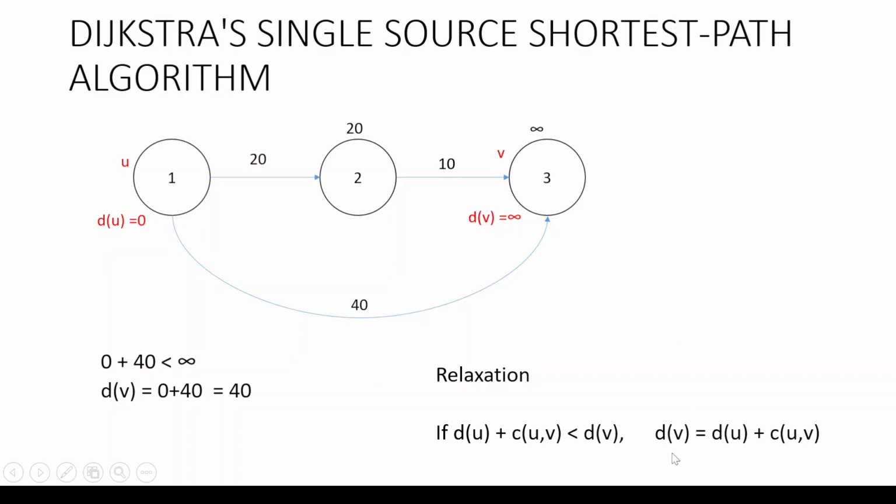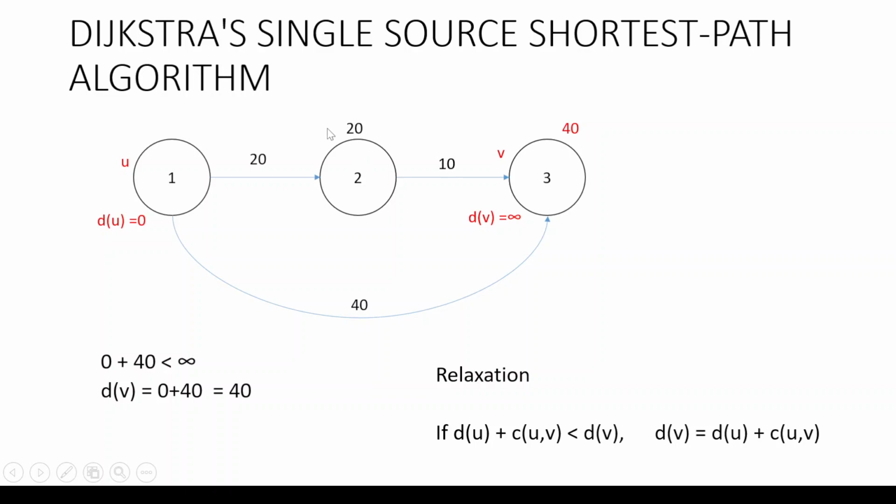If it is lesser, what do I have to do? I have to replace D of V with D of U plus C of U comma V. D of U is 0, C of U comma V is 40, 0 plus 40 is 40, so infinity is replaced by 40. So I've got a new distance of 40 from 1 to 3. Now I have finished checking with 1. There are two edges from 1, and I have completed that. I got a distance of 20 for the node 2, and for the vertex 3 I've got 40.